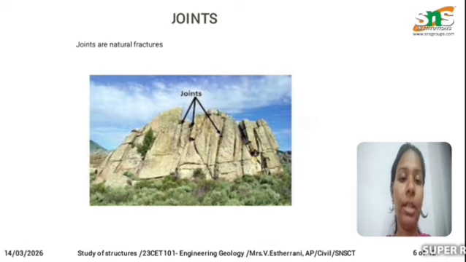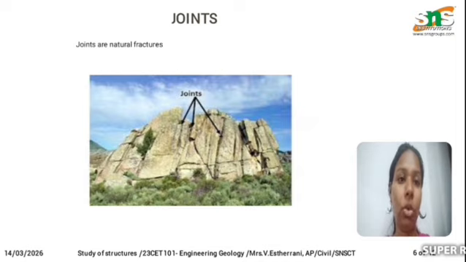Next one is the strike slip fault. A strike slip fault is nothing but the movement of the hanging wall in the horizontal direction. These types of faults are most common in the southern part of the African areas. These are the major types of faults that we have seen.